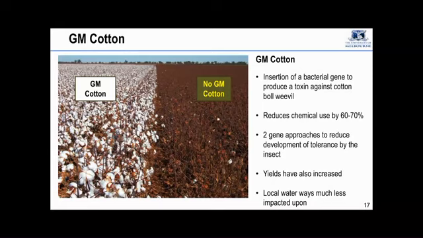Well, a bit like Roundup, what they found was that there was a microbe that produced a toxin to boll weevils. So they engineered cotton plants, as this microbe was Bacillus thuringiensis, just another microbe, but it produced a toxin.